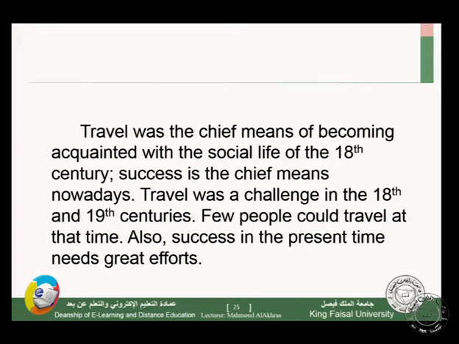Travel was the chief means of becoming acquainted with the social life of the 18th century. If we go back to the 19th, 18th century, we will sense that it was very difficult to travel from one country or from one continent to another. It was a challenging experience. Success is the chief means nowadays. Nowadays we can sense that to be a successful person is a challenge. Travel was a challenge in the 18th and 19th centuries. Few people could travel at that time.